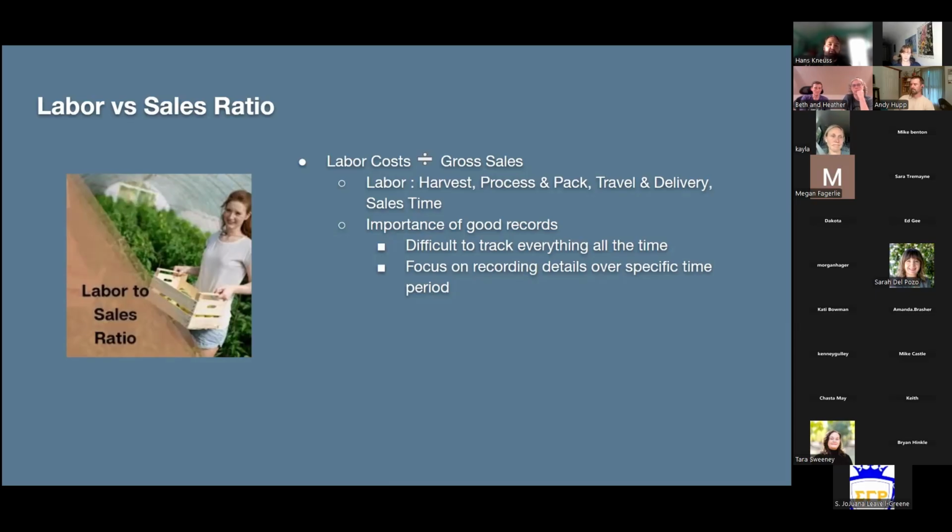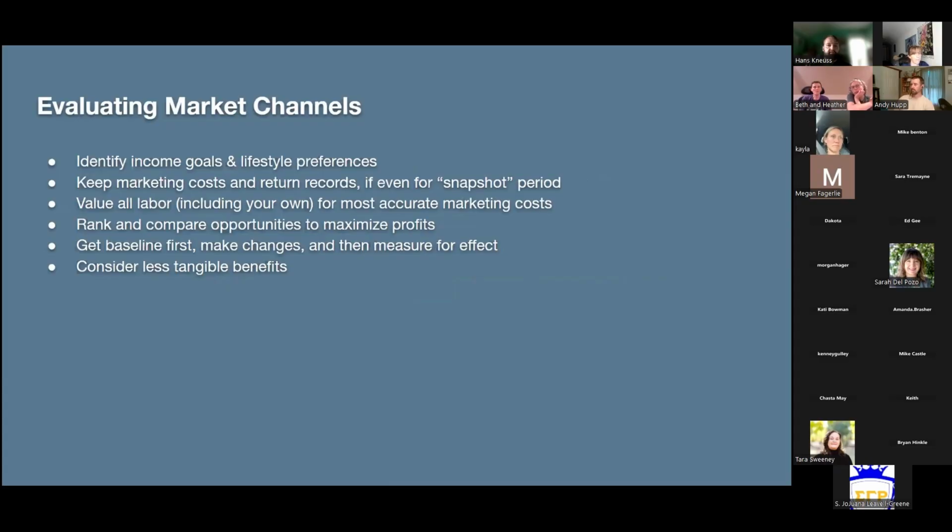If you can do this evaluation, it doesn't have to be every week, a couple times throughout the season on different crops, on different channels. It's really good to at least keep this as basic math to keep in mind how much you're really getting from a market channel. So, going over all the basics there of valuing market channels: look at your income goals, your preferences, make sure you keep good cost and return records, even if it's like a snapshot period. Value all your labor, very important, including your own.